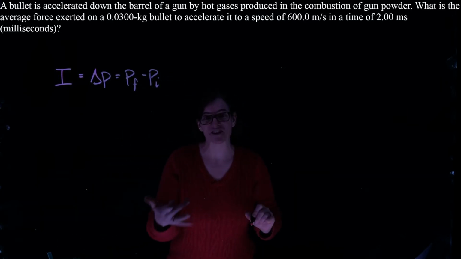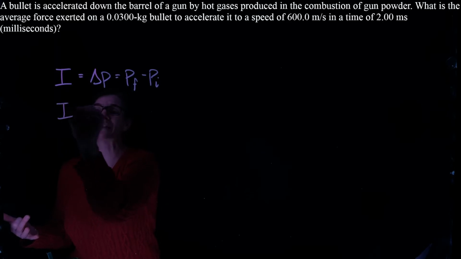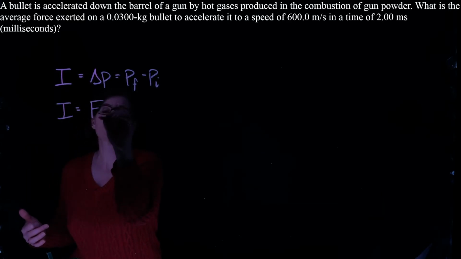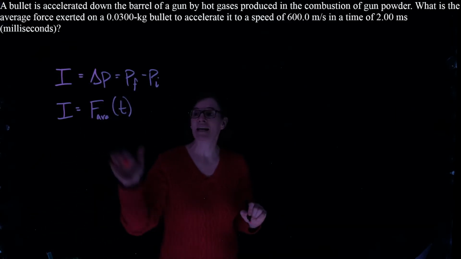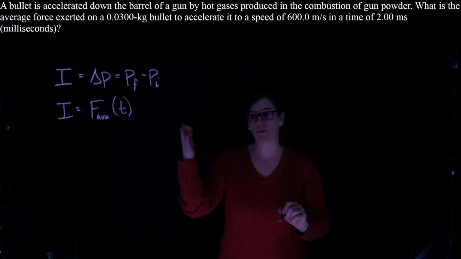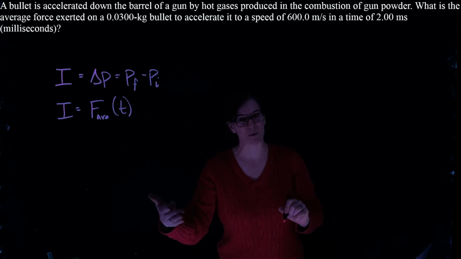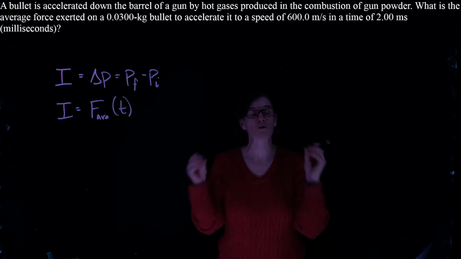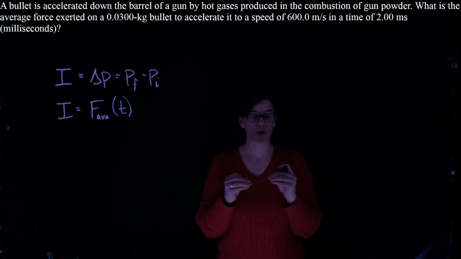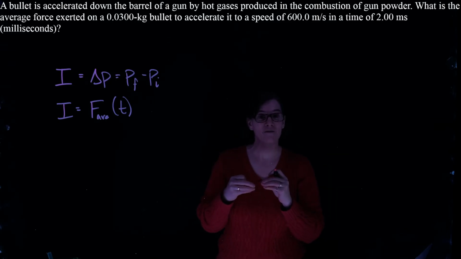And to get that change in momentum, we have to apply a force, an average force, during a certain amount of time. So impulse can also be related to the force causing that change in momentum on average times the time that force is acting. So we're going to use both of these relationships to solve for my average force.